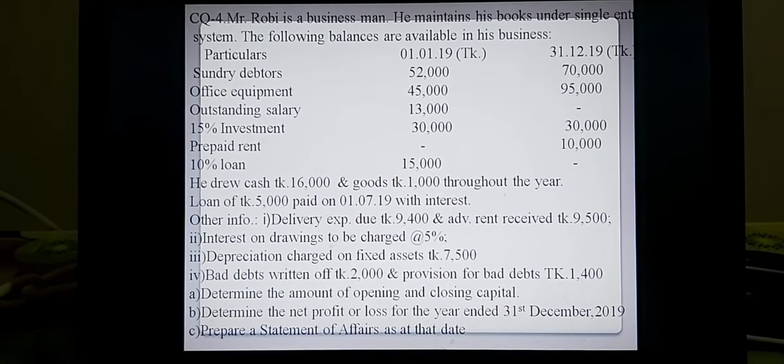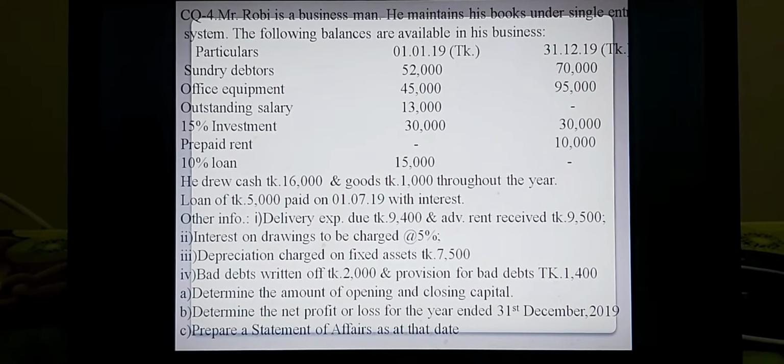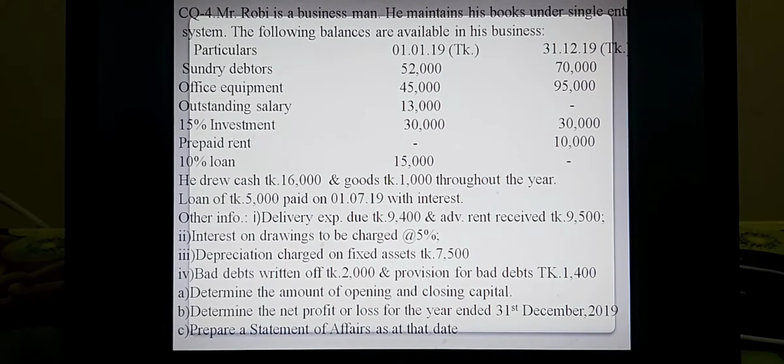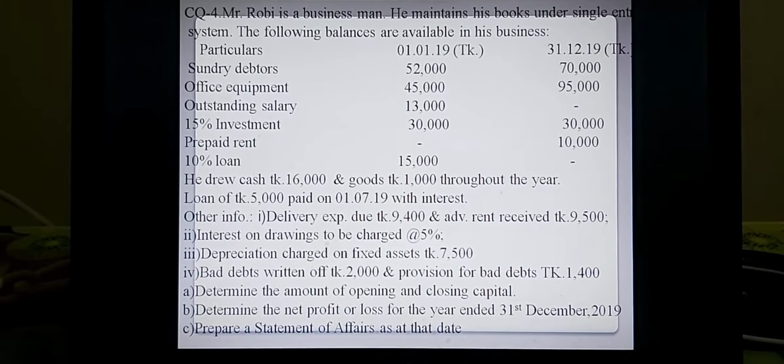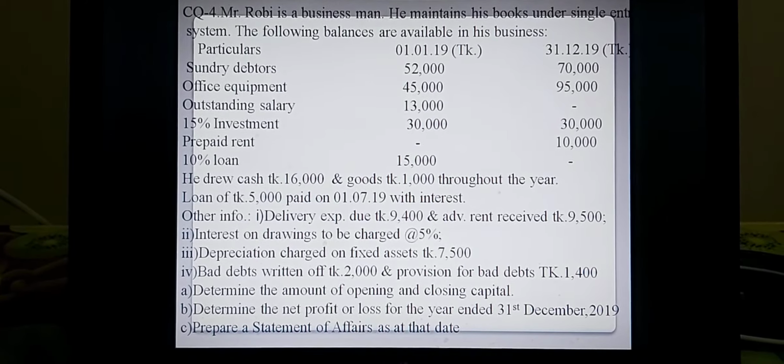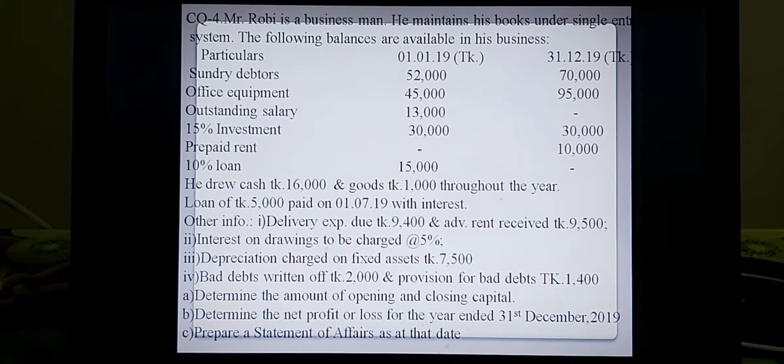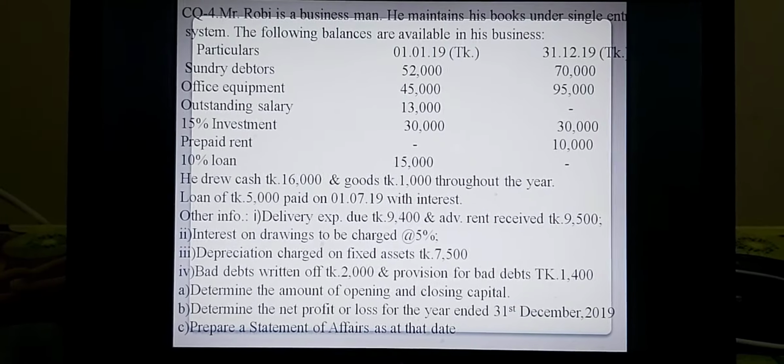From this stem, you have to complete the 3 requirements. Requirement A, determine the amount of opening and closing capital. Requirement B, determine the net capital loss for the year ended 31st December 2019. Requirement C, prepare a statement of affairs as at that date.